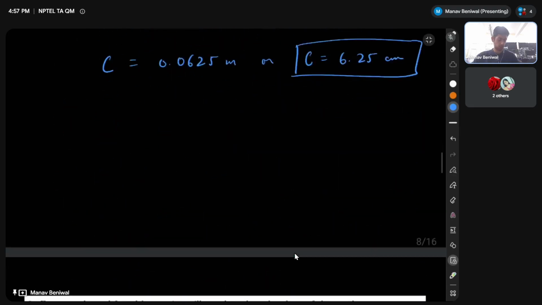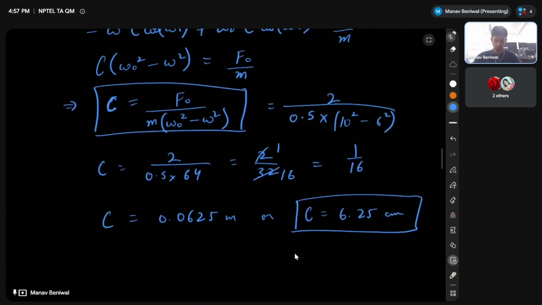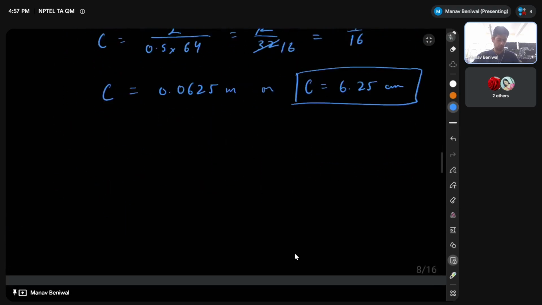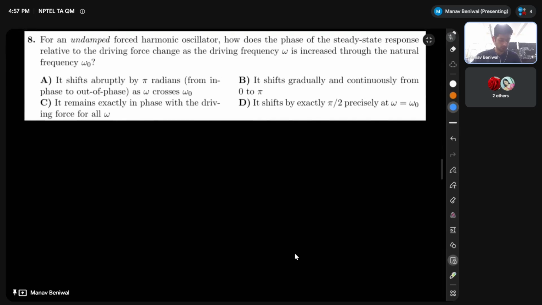So this was a problem based on forced oscillator. Now we have another problem based on undamped forced oscillator. So the question is, for an undamped forced harmonic oscillator, how does the phase of the steady state response relative to the driving force change as the driving frequency omega is increased through the natural frequency omega naught?